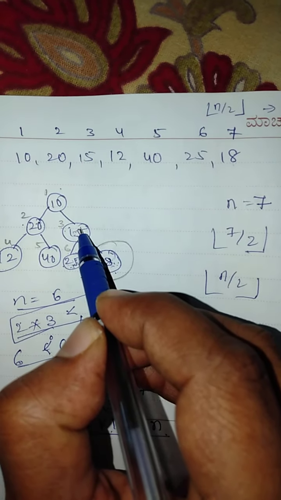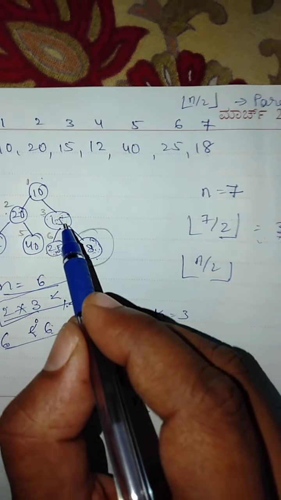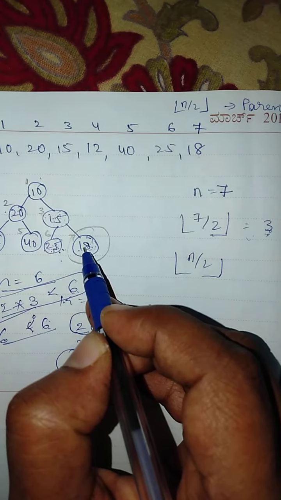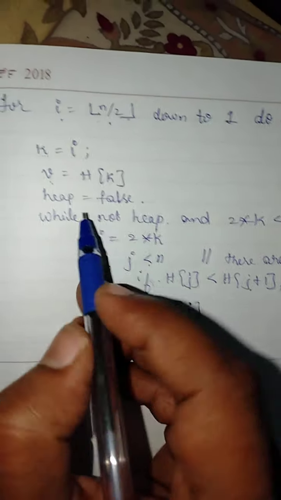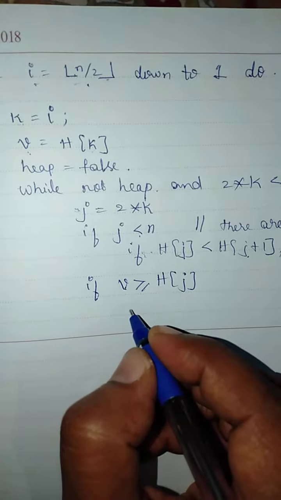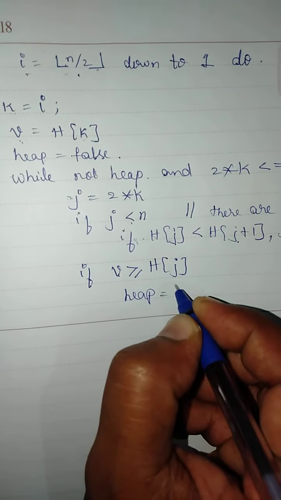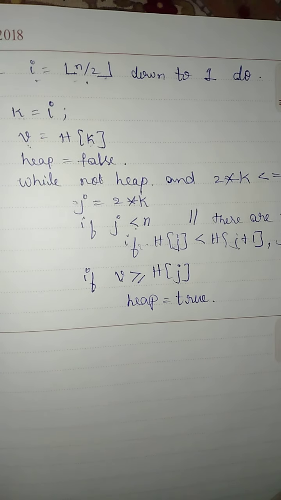V is this element, h of j is the larger child. If the parent node is greater than or equal to the larger child, then the heap is correct. I mean that is the correct heap. So what we have to do is initialize a flag kind of variable, heap. We will assign heap to true now. Heap to true. Okay.